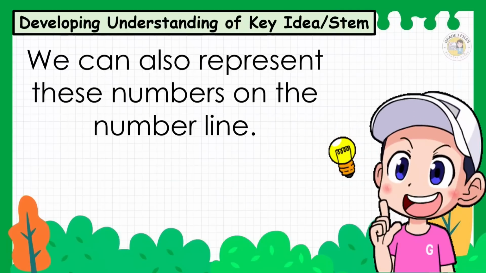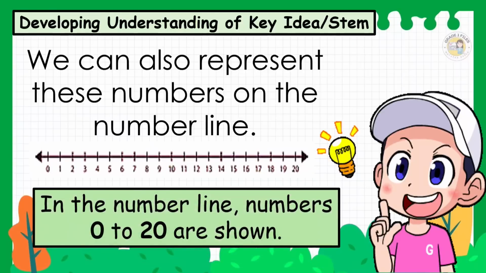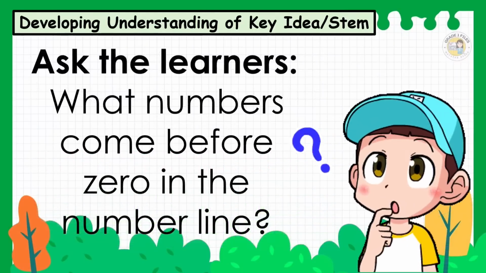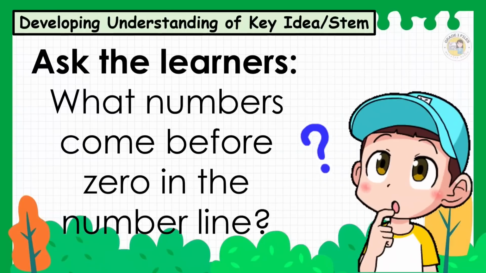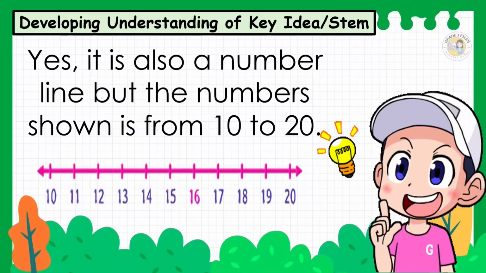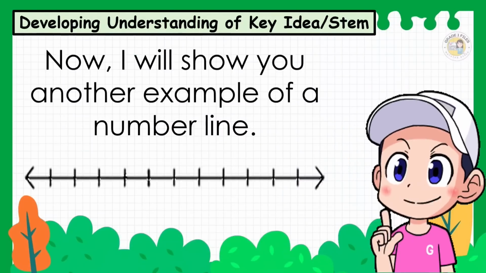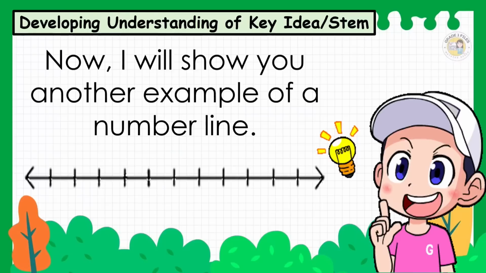We can also represent these numbers on the number line. In the number line, numbers 0 to 20 are shown. What numbers come before 0 in the number line? Is this a number line? Yes, it is also a number line, but the numbers shown are from 10 to 20. Now, I will show you another example of a number line.